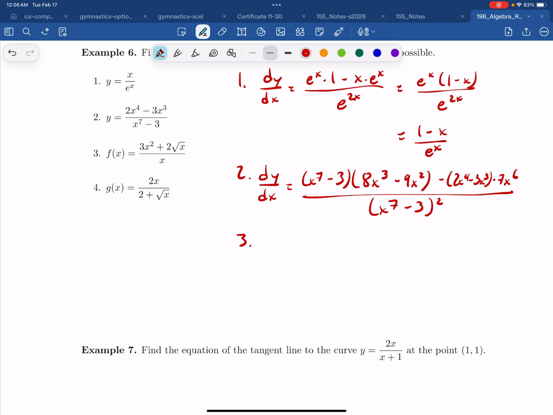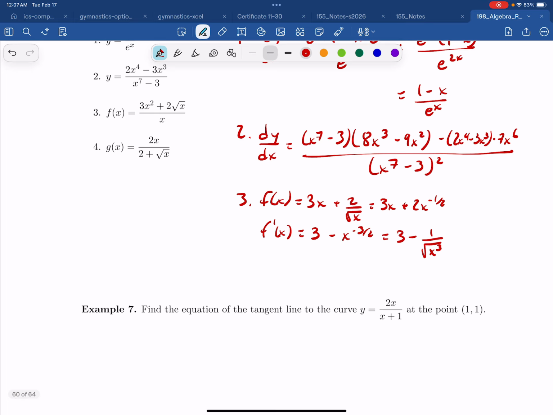All right, let's take a look at this guy. Well, you could do the quotient rule if you wanted. I personally think you should rewrite this as f of x equals 3x plus 2 over root x. Right? See how that's a little bit better? 3x plus 2x to the negative 1/2. And so f prime of x, just to be clear, that's f prime of x equals 3 minus x to the negative 3/2, or 3 minus 1 over square root of x cubed. There we go.